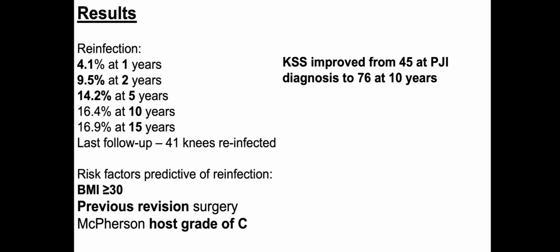What was interesting as well is the Knee Society score for these patients improved from 45 at diagnosis of infection to 76 at 10 years. So obviously that 31-point jump is quite significant, and that tells you about how impactful, or I guess how deleterious, an infection is to patients when it comes to their overall functional status.